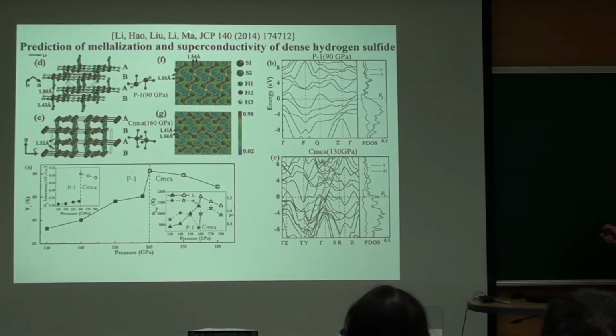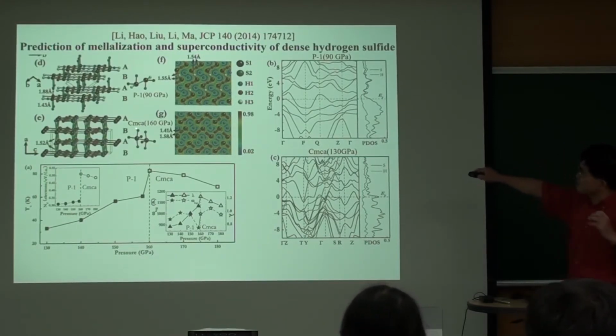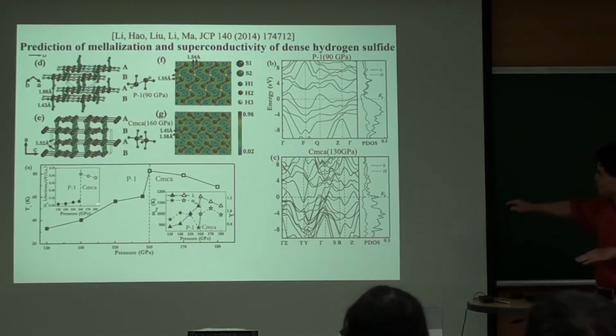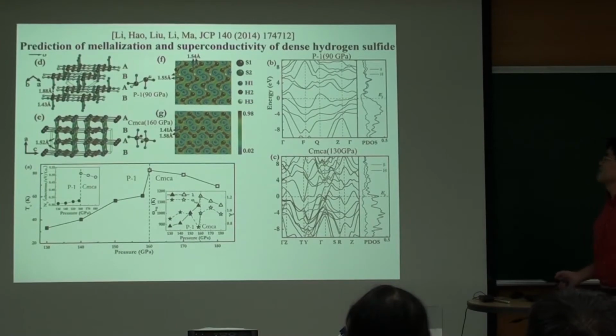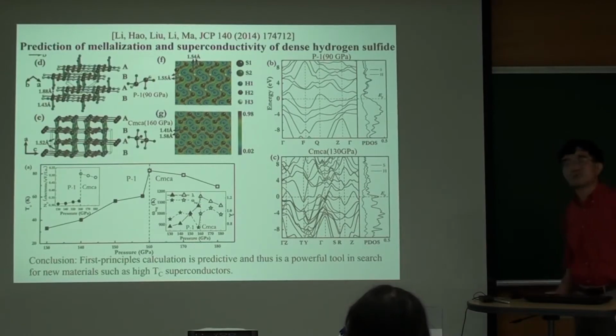Okay, so it basically shows that if you apply pressure under 90 gigapascal, the crystal structure and band structure is metal, and if you increase pressure further, you transform to another orthorhombic structure, and the density of states at the Fermi level will increase. And then they further calculate the superconducting transition temperature based on electron-phonon coupling, and you can see that it increases as the pressure increases. Okay, so this basically suggests that nowadays first principle calculation has really become sometimes predictive and a powerful tool in condensed matter research.